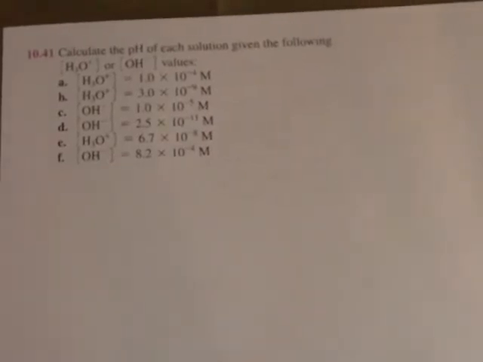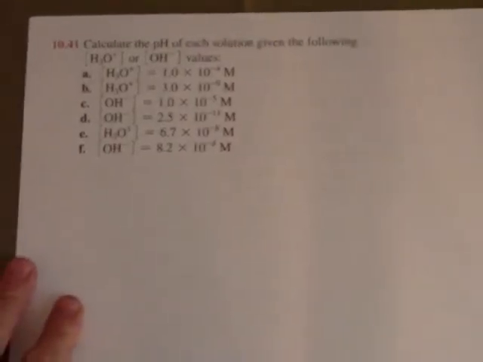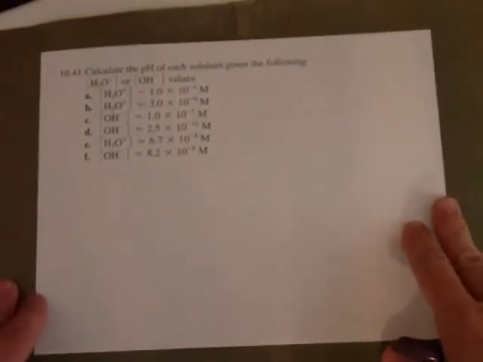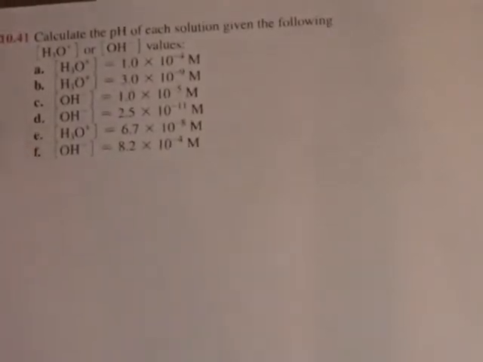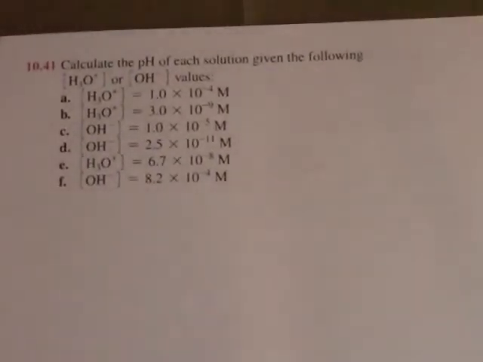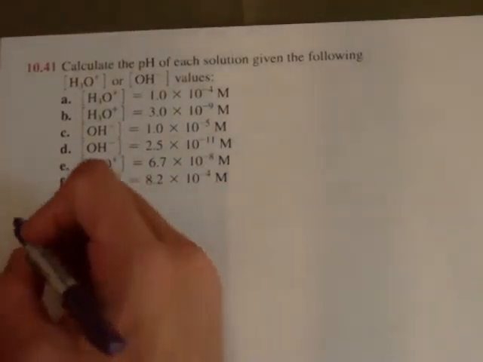Which is 10.41. And let's see. Try to focus this in a little bit. Seems like it's a little bit better there. So here it's asking us to calculate the pH of each of the following. So we'll do a few of these. Won't do them all. And so we'll look at B.